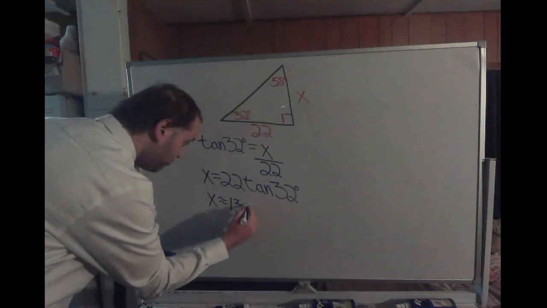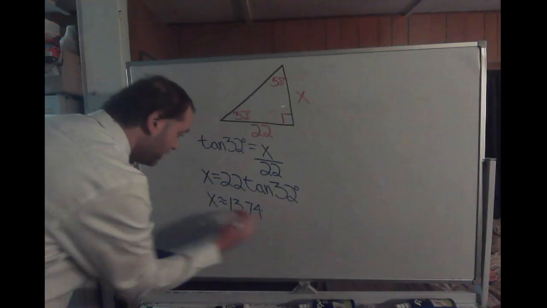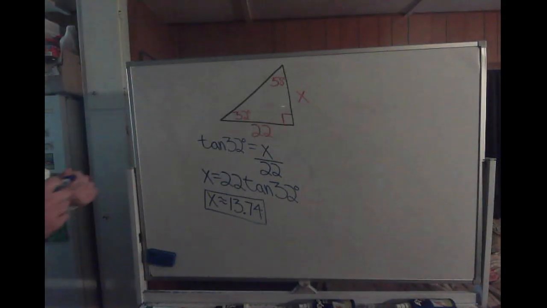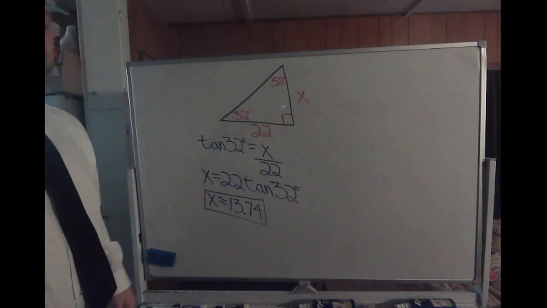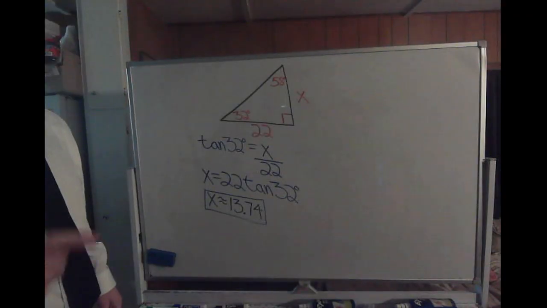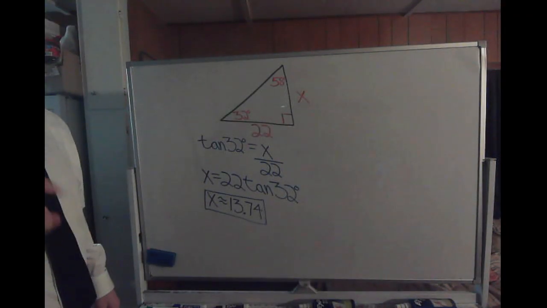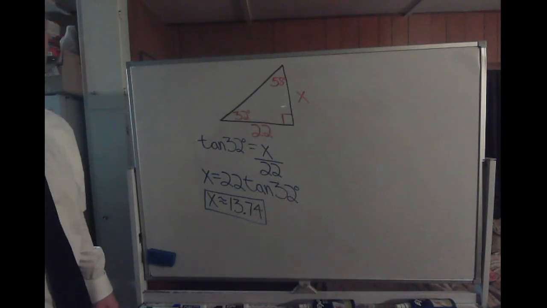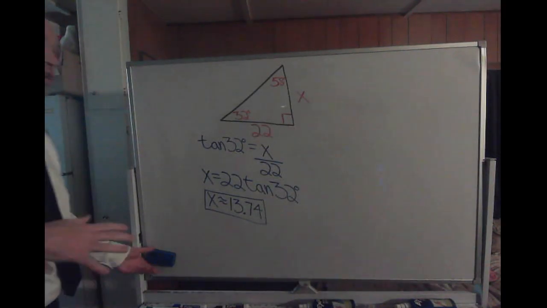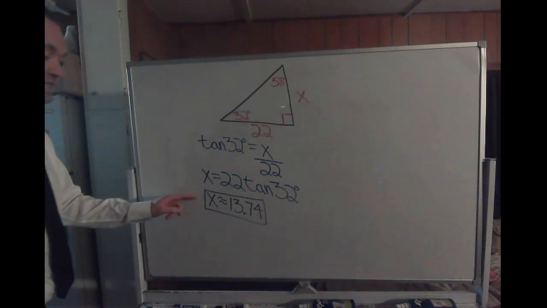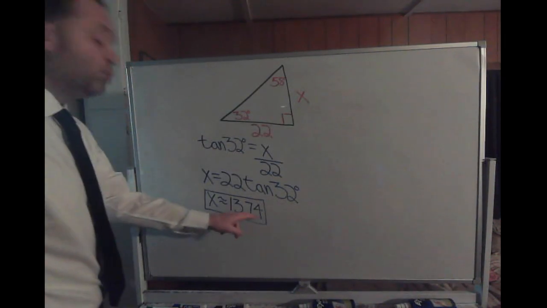So x is approximately equal to 13.74. On your calculator, if you see a button that says rad, that means you're already in degrees. If you see a button that says deg, D-E-G, that means you're in radians and you need to hit that deg button in order to switch to degrees. So that's very important for doing these. So when we do this, x is approximately equal to 13.74.